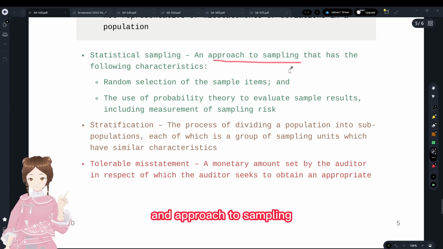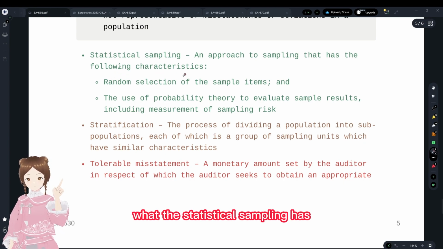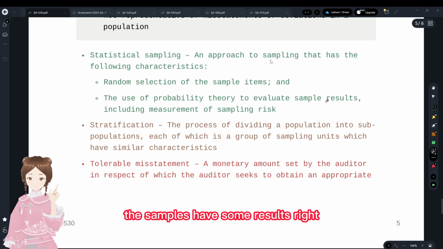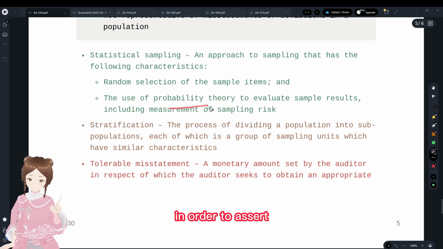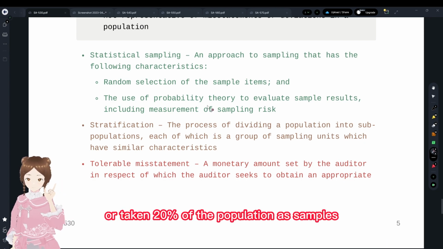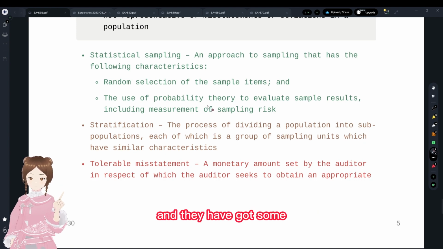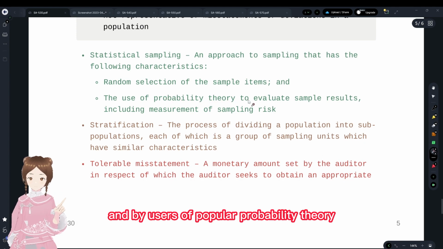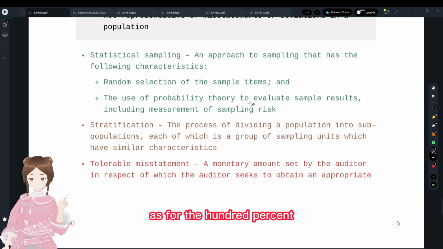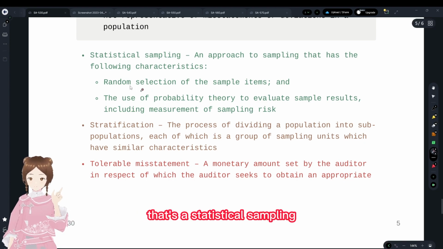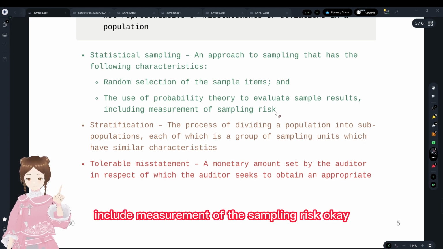Statistical sampling is an approach to sampling that has the following characteristics. What does statistical sampling have? They use probability theory to evaluate sample results. The samples have some results, right? They will use probability theory to ascertain, for example, that if they have taken 20% of the population as samples and found one misstatement in that 20%, then for 100% there would be a total of five misstatements. So they use probability theory, and statistical sampling includes measurement of the sampling risk.